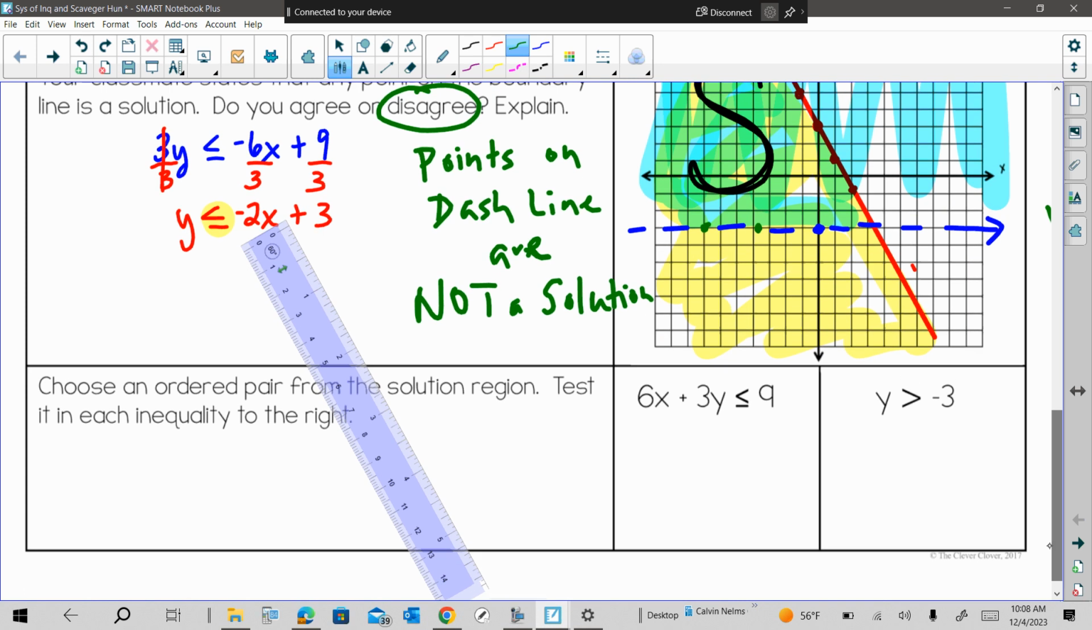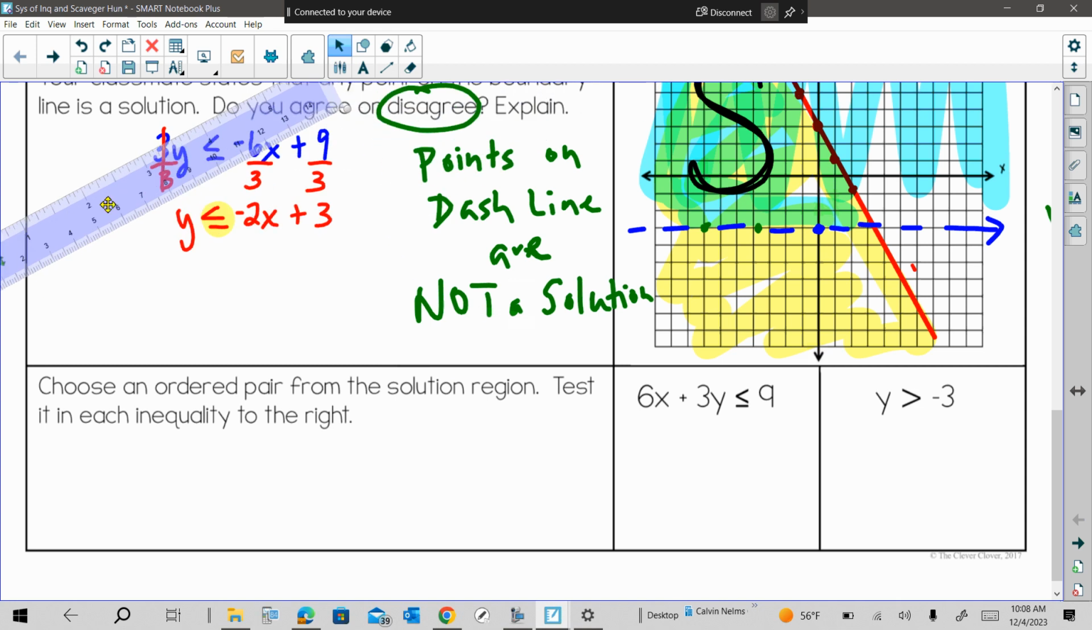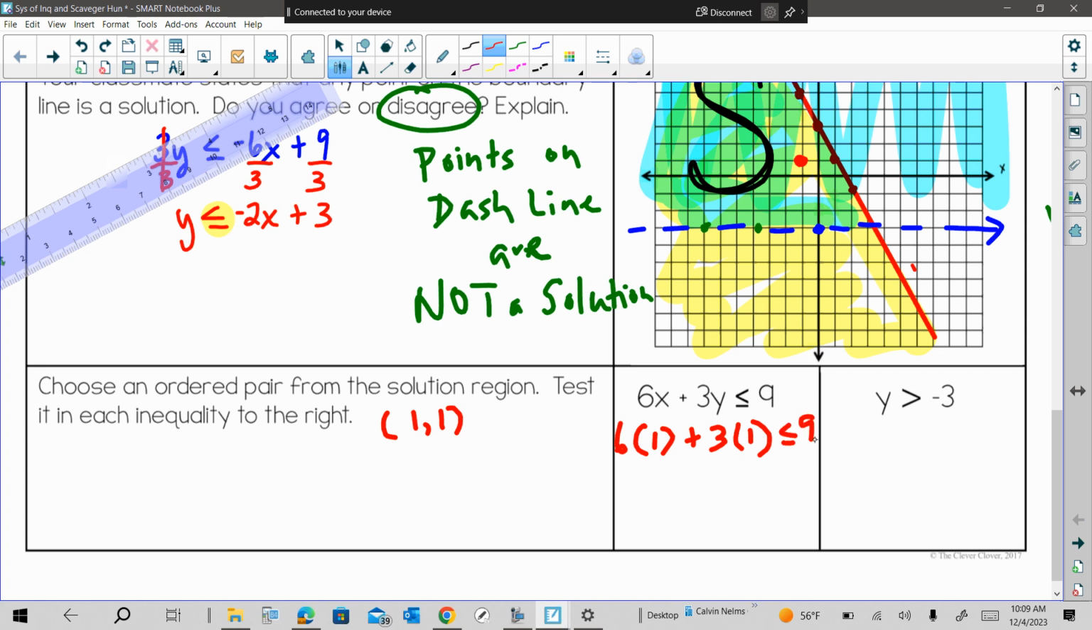All right, then they want you to do what we did. Let me move my ruler, sorry. Choose an ordered pair from the solution region. Test in each inequality. All right, so we're going to choose 1, 1. That is right here. It is in the solution set. So we're going to test them, plugging in 6(1) + 3(1). Is that less than or equal to 9? Yes, this is true. It's 6. Oh yeah, it should be -1, 1. So it's negative.